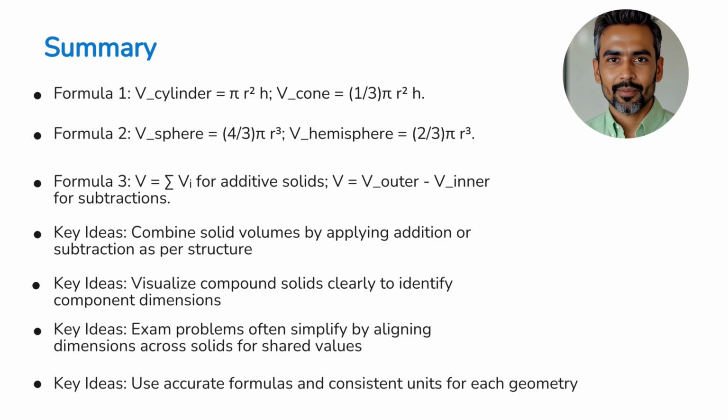Let's quickly wrap up what we learned today. Remember these volume formulas. Cylinder volume is pi r squared h. Cone is 1/3 pi r squared h. Sphere is 4/3 pi r cubed. Hemisphere 2/3 pi r cubed.